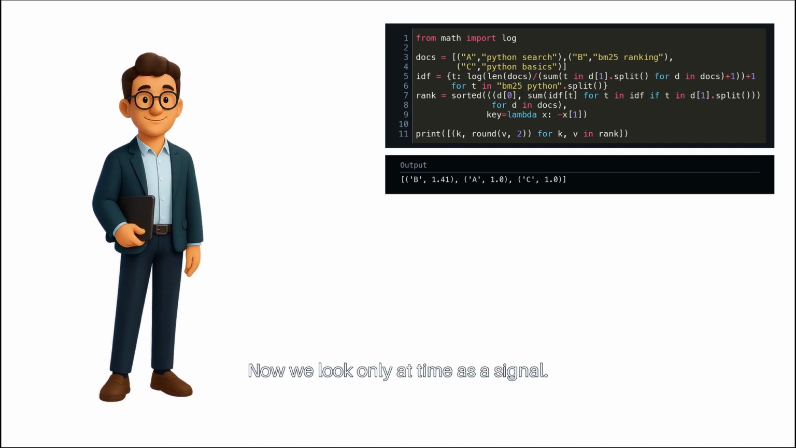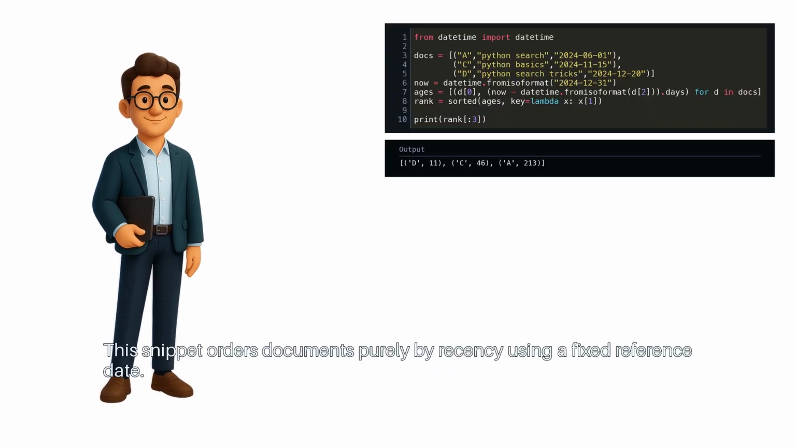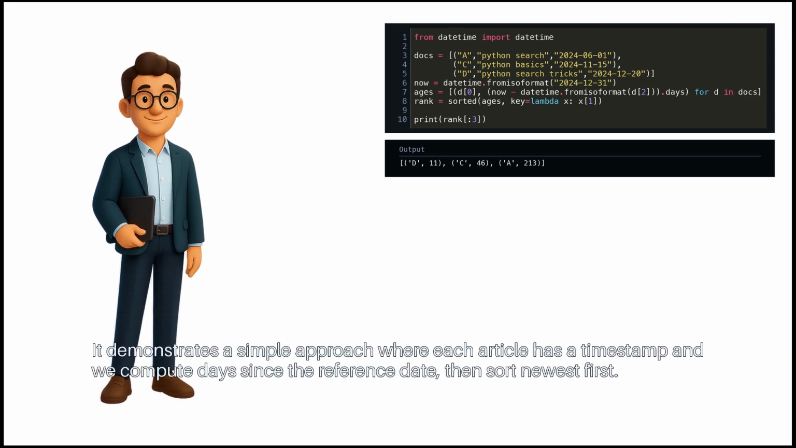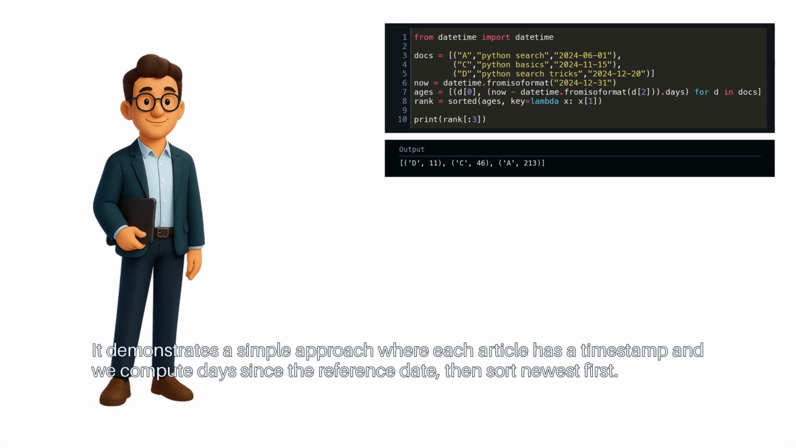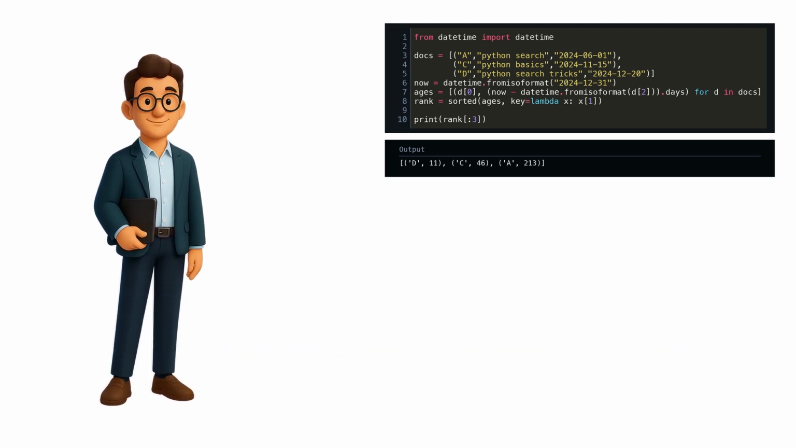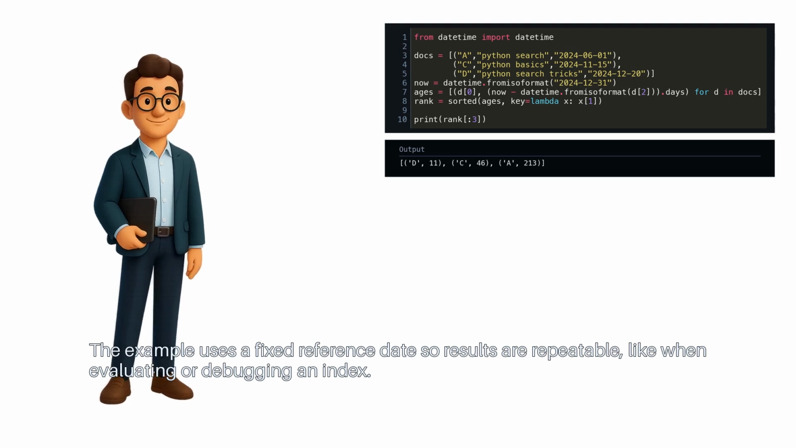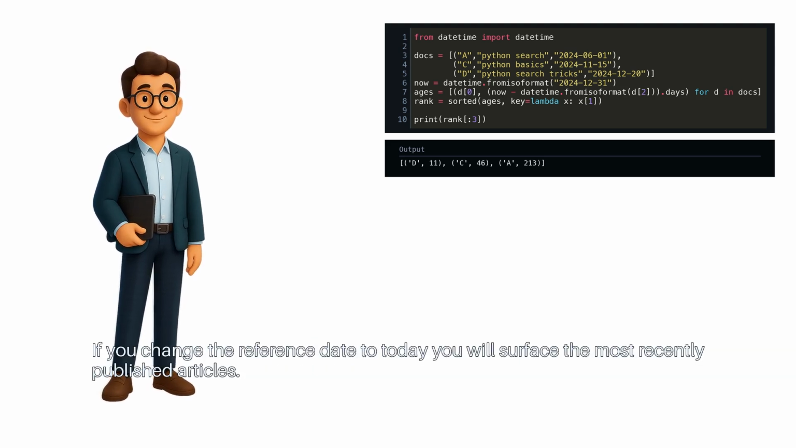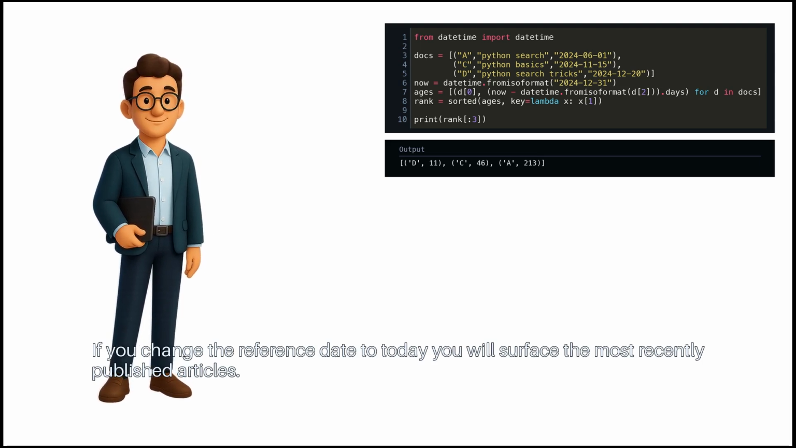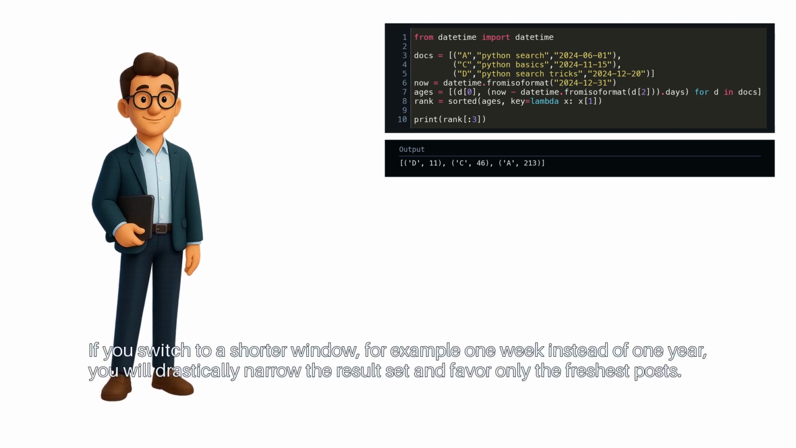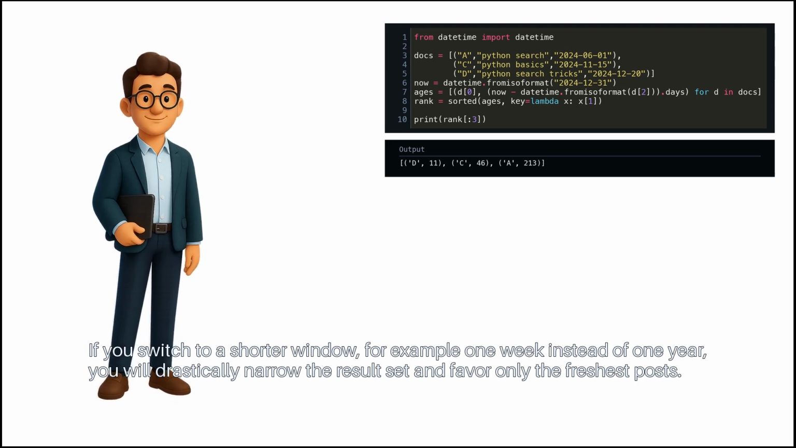Now we look only at time as a signal. This snippet orders documents purely by recency using a fixed reference date. It demonstrates a simple approach where each article has a timestamp and we compute days since the reference date, then sort newest first. The example uses a fixed reference date, so results are repeatable, like when evaluating or debugging an index. If you change the reference date to today, you will surface the most recently published articles. If you switch to a shorter window, for example 1 week instead of 1 year, you will drastically narrow the result set and favor only the freshest posts.